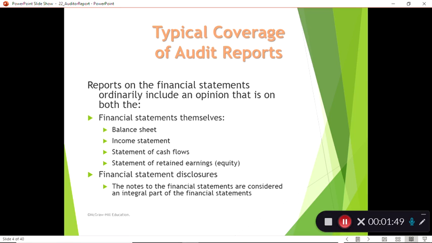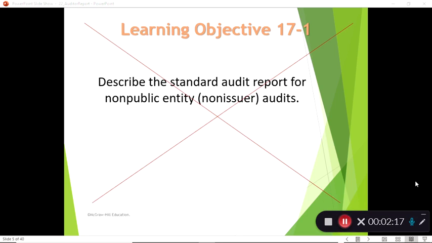So the opinion basically will be a part of the financial statements, and it will express an opinion on those individual financial statements, right? And also the notes, the disclosures that are an integral part of the financial statements. And so that together is included in the opinion of the auditor.